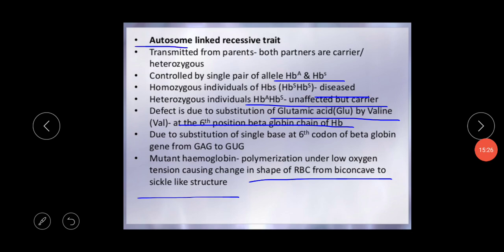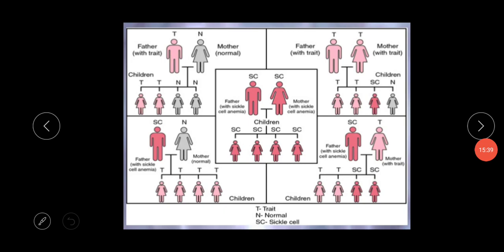First you should know that this is an autosomal linked recessive trait. Don't mix up: hemophilia is a sex linked recessive trait disease and sickle cell anemia is an autosomal linked recessive trait. This is the picture. Here the father has the trait and the mother is normal. Here the father has the trait and the mother also has the trait. This is the basic thing.